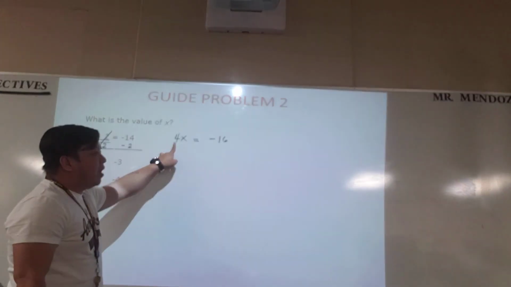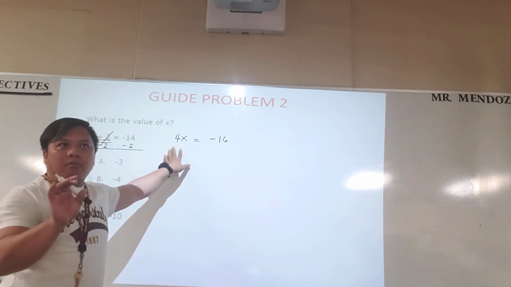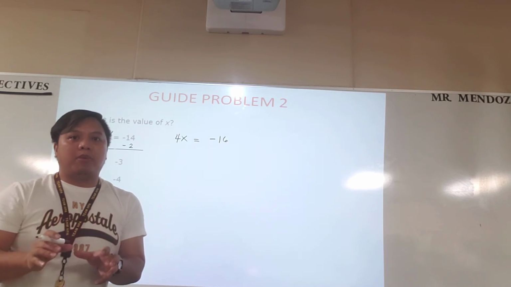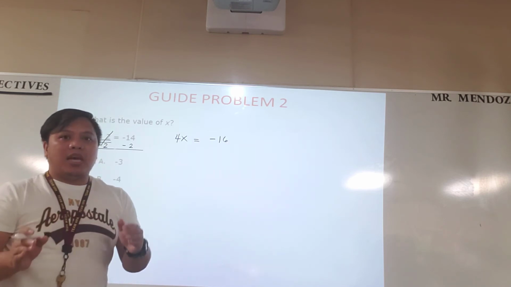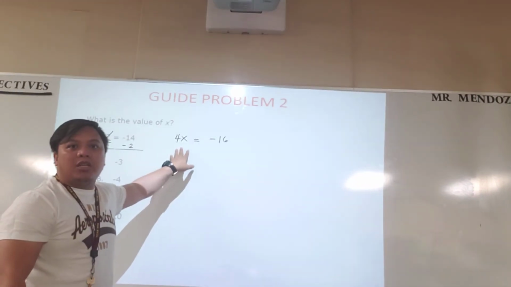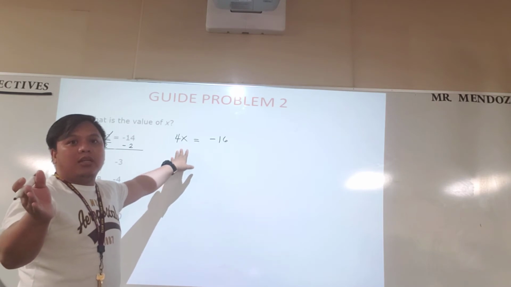So what do you mean by 4 and x? What's the operation between 4 and x? If a number and a letter are put together, that means they have been multiplied, because 4 times x is basically 4x. You just combine it. So if this is multiplication, the inverse of multiplication is division.